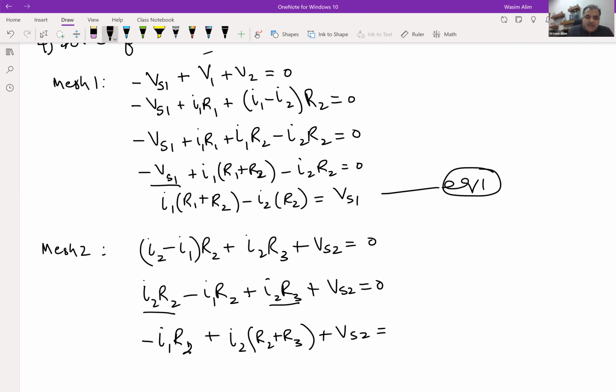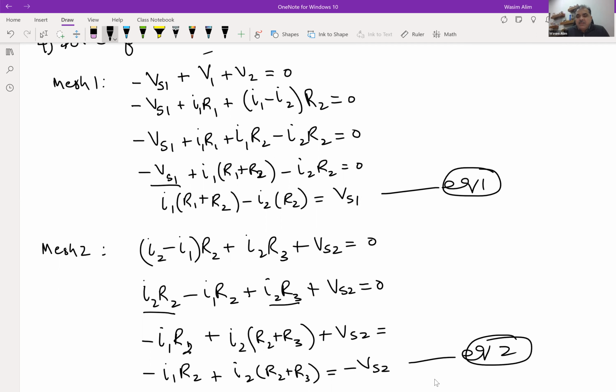other side. So now what I have is I1 R2 plus I2 (R2 plus R3) is equal to minus V sub S2. So the constant is brought to the right hand side of the equation, and hence I have my equation in the general form.